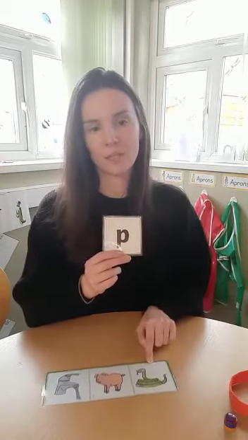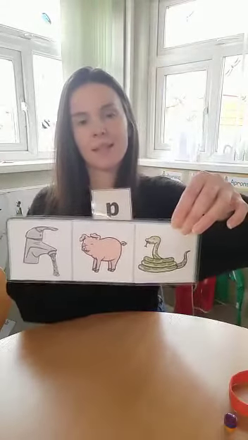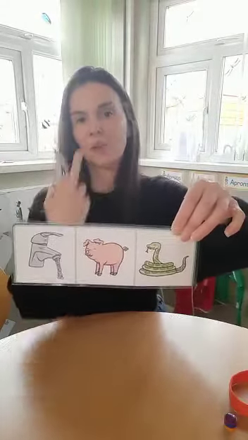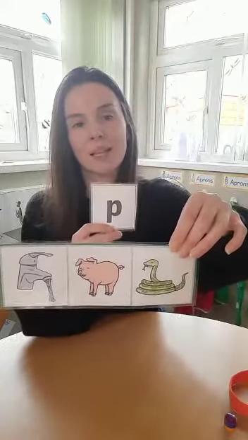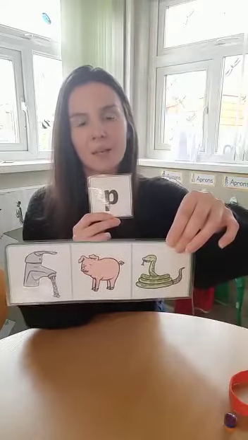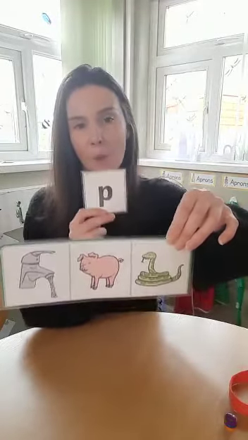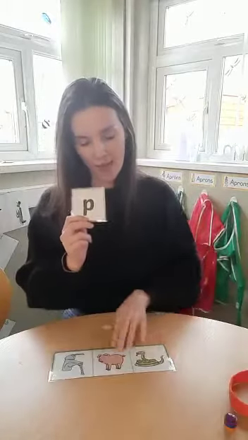How about this one? This is a snake. Snake. Again, look at the shape that my mouth makes as we say it, snake. We don't say pake. It's not a pake, it's a snake. So it can't go there.